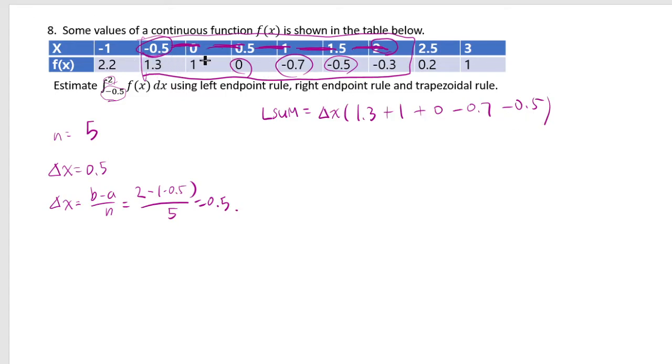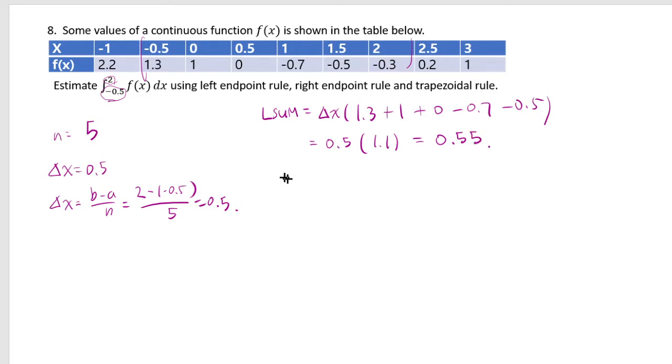Okay, hopefully that made sense. Now let's actually do the calculation. This is negative 1.2, and delta x is 0.5, so you have 0.5 times, if you calculate this, I think it's 1.1, so you get 0.55 as the left sum. Okay, what about the right sum?